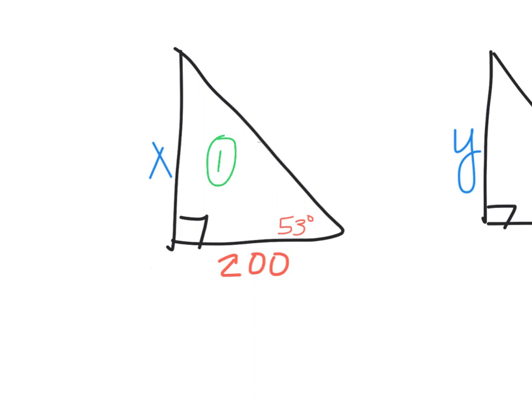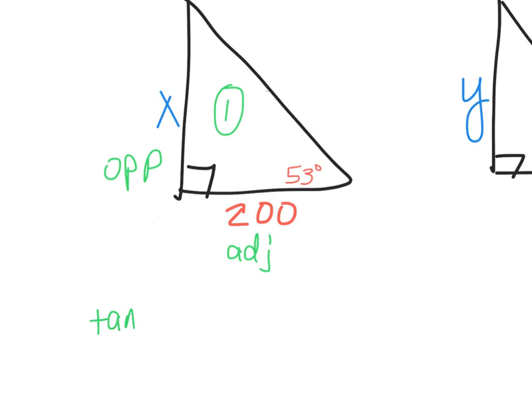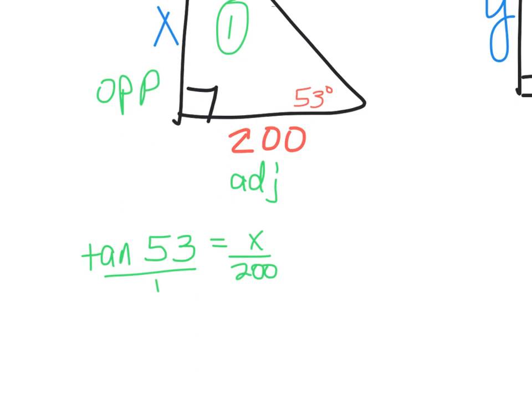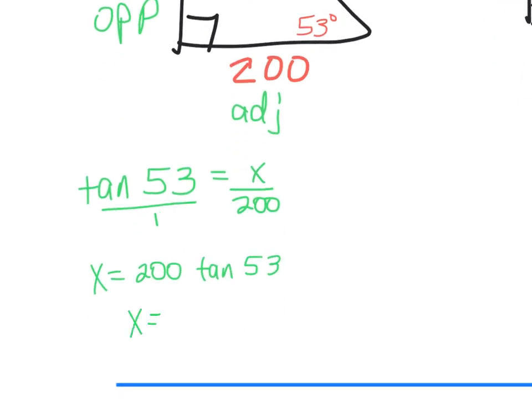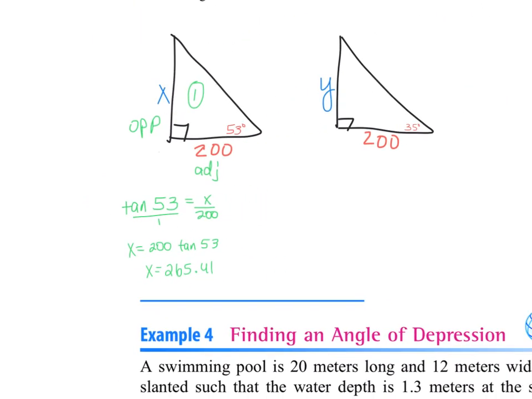How do I solve for x? This is opposite and adjacent. So what is that? So you would say tangent of what angle? Perfect. Equals? I'm going to say x over 200 just because my a's tend to start to look like numbers. So if I cross multiply, I have x equals 200 times the tangent of 53. 265.41. Okay, questions?